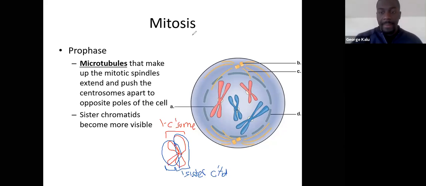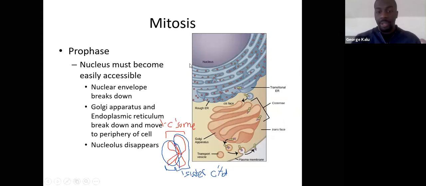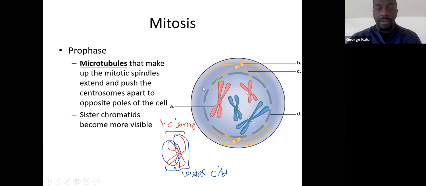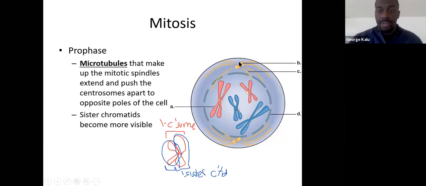Okay, so that is prophase. So again, all you're doing here is breaking down the nuclear envelope, getting rid of the Golgi apparatus and the endoplasmic reticulum and moving them to the periphery of the cell. We're getting rid of the nucleolus. We're going to start producing our microtubules from our centrosomes here, and we're going to start moving our centrosomes to the poles of the cell.